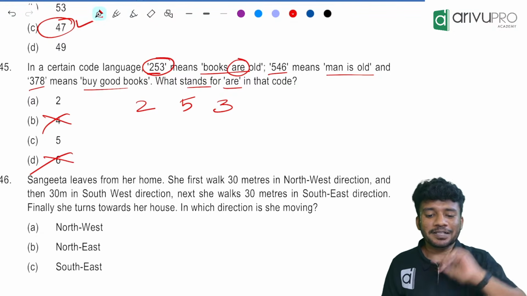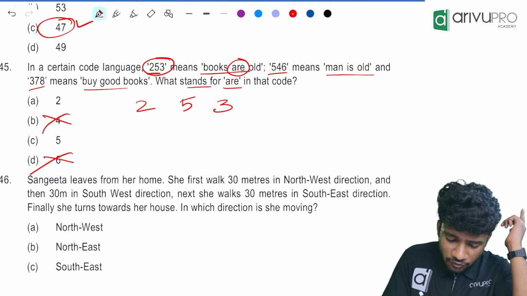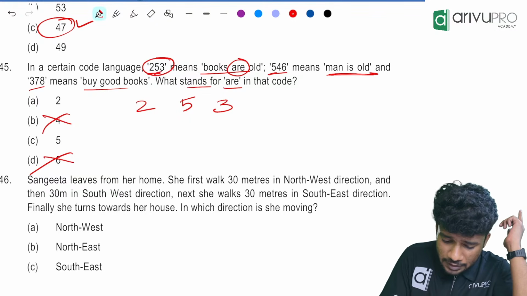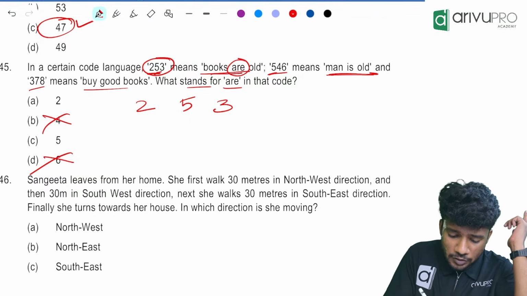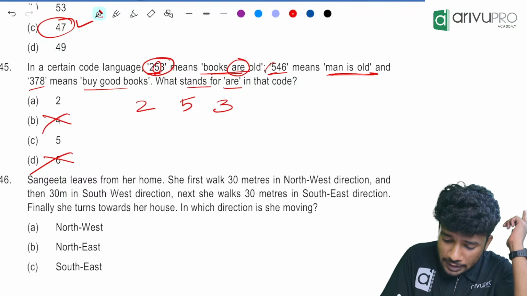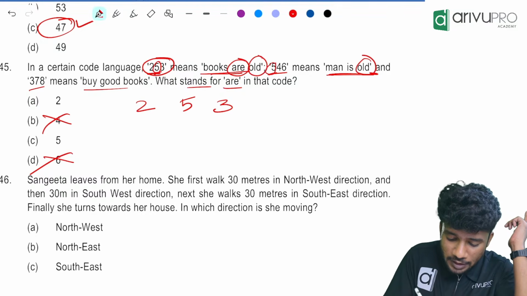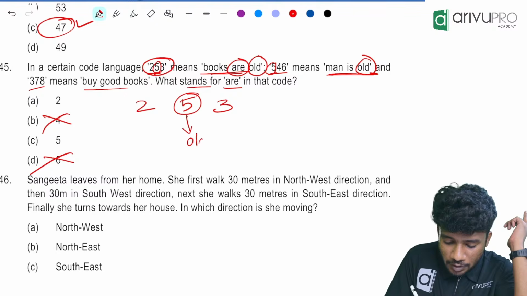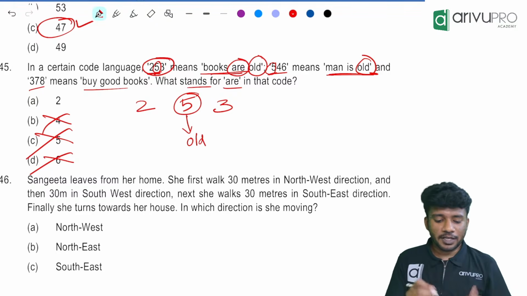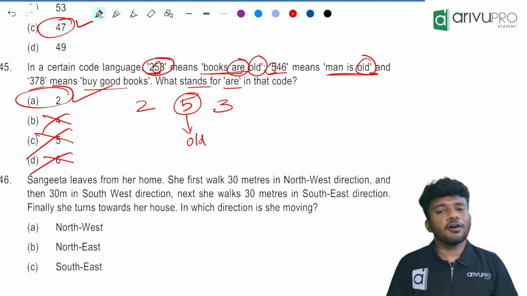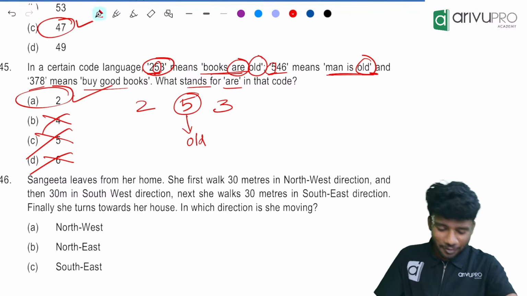That is the approach, people. Now we need to check. Now 5 is present in man is old and books are old. So what is common in both the cases? Old is common in both the cases. That means 5 means old. That means R is the only one possibility. Option A is the answer. Directly you can go for it.